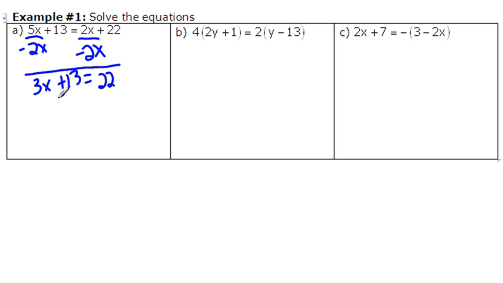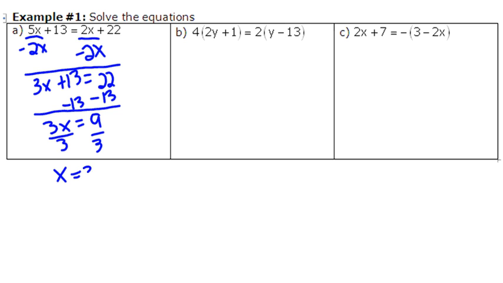Now this is a two-step equation. Now I'm going to undo addition and subtraction. So I'm subtracting 13 from both sides. So I'm left with 3x equals 9. And then my last step, it's 3 times x. So I divide both sides by 3. So my answer is x equals 3.